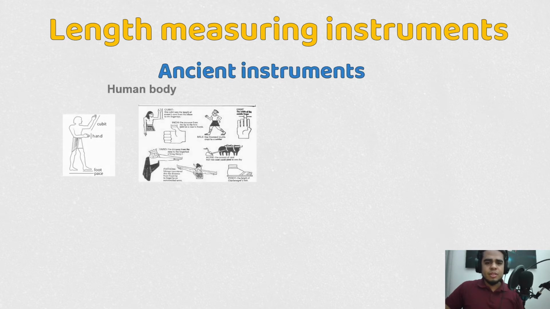In ancient instruments, we have the human body. That's the reason behind some units such as foot and inch. For example, 1 inch is the distance from the tip of your thumb to the first joint, and that has a problem: it's different for every person because every person has a different size.